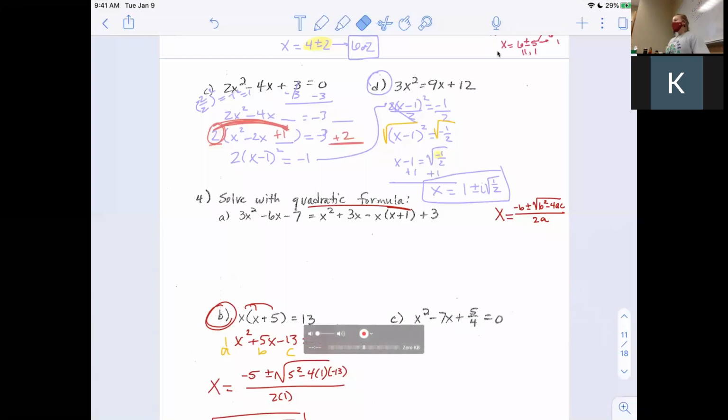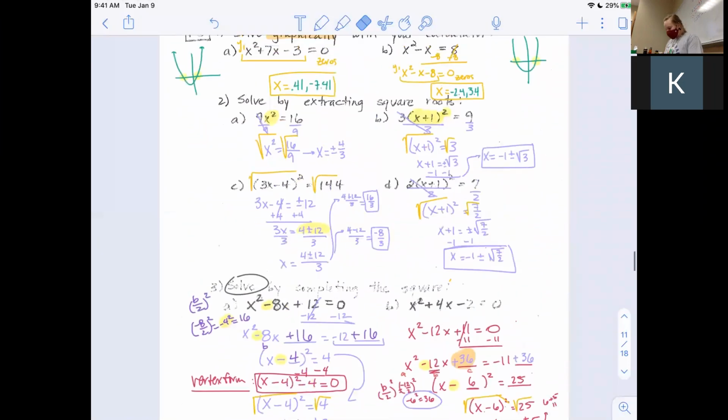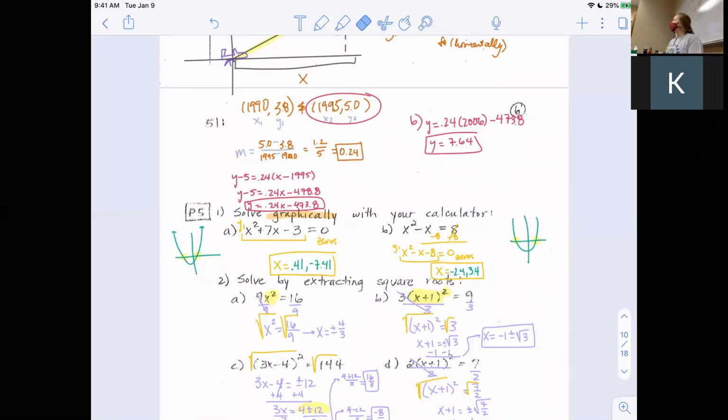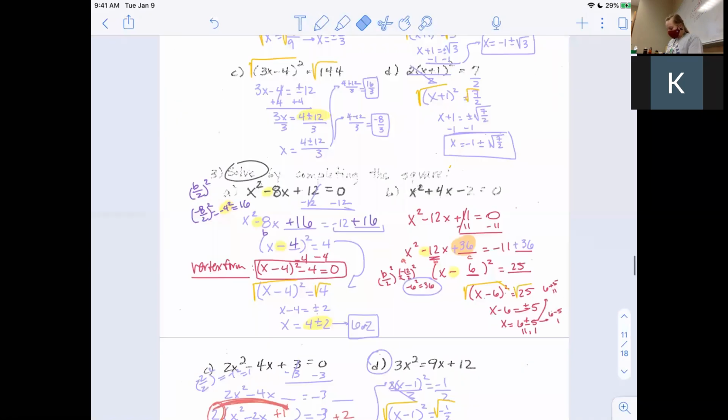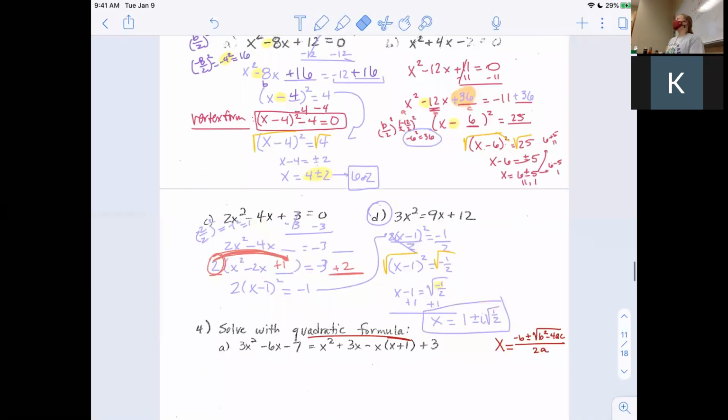Okay. So we started P5 yesterday. We did solve graphically on our calculator. We took the square roots. We completed the square. We didn't do letter D. Should we do that now?